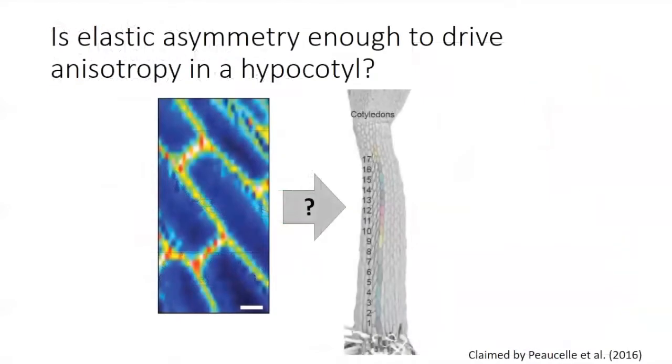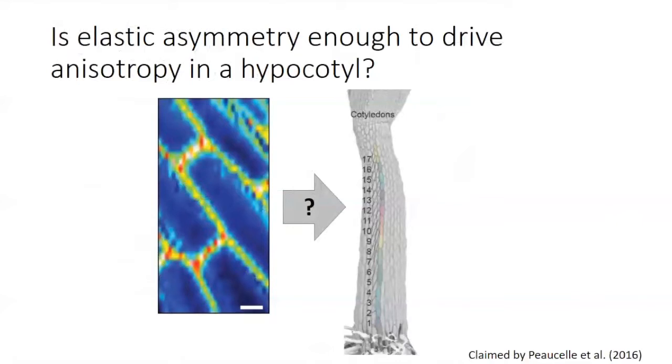So one question that came up in the literature based on this observation is whether or not elastic asymmetry is actually enough on its own to drive anisotropic growth in the hypocotyl. So if you just pretend that cellulose anisotropy doesn't exist, if you just have stiffer cross walls than you do axial walls, is that enough to give you anisotropic growth?